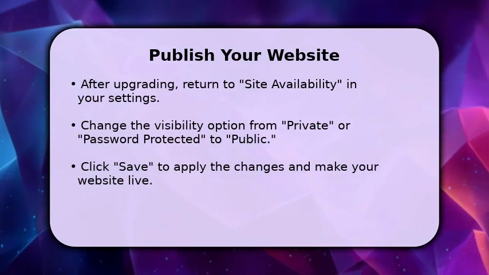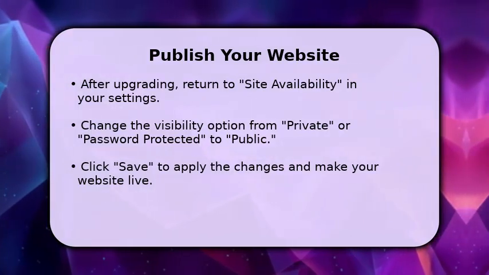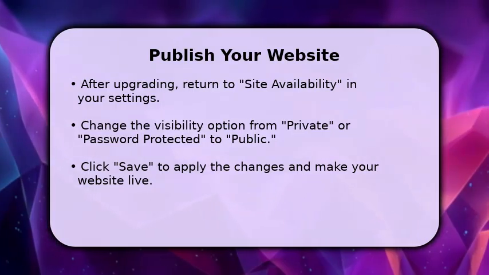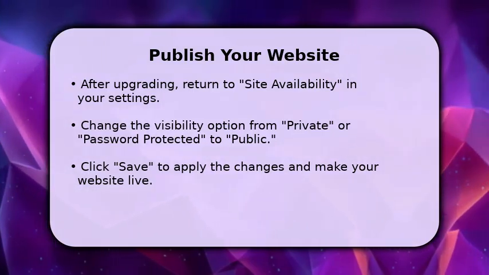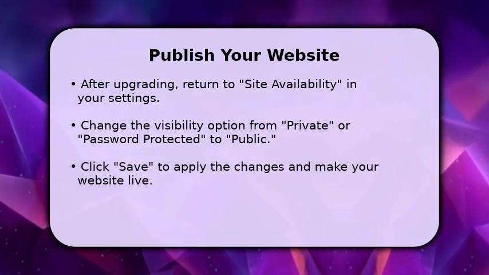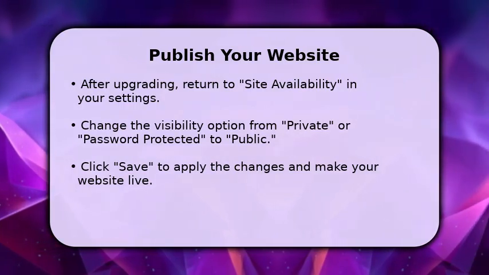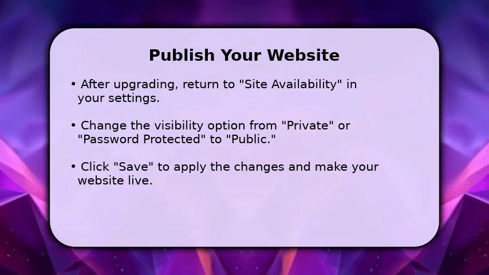Once your site is on a paid plan, revisit the Site Availability section within your settings. Here, you will see the option to change your site status. Select Public to make your website accessible to everyone. Remember to click Save to confirm this change. Your Squarespace website will then be live and discoverable by the world.